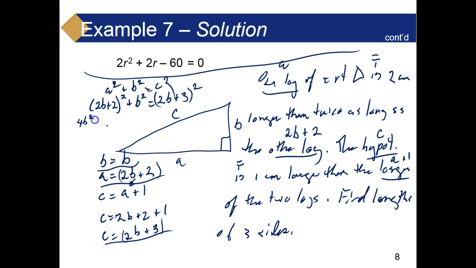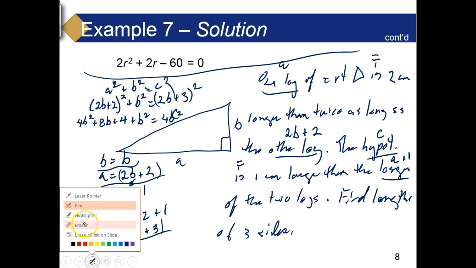4b squared plus 8b, excellent. Remember, twice the product, plus 4 plus b squared equal to 4b squared. Sorry about this. Let me erase some stuff here because it's getting messy.